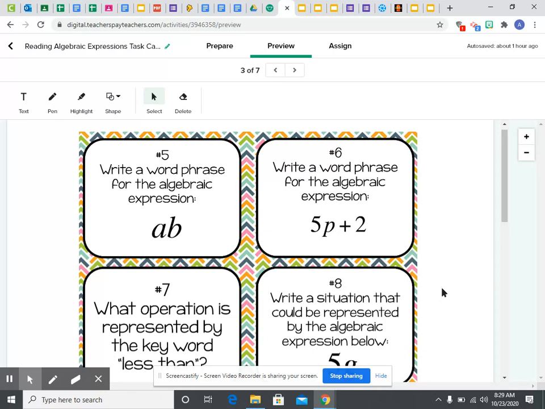5 times p plus 2. That's one we could do. We can also do the product of 5 and p plus 2, or the product of 5 and p and the sum of 2. Or actually, you could do this. No, yeah, the way I said that.